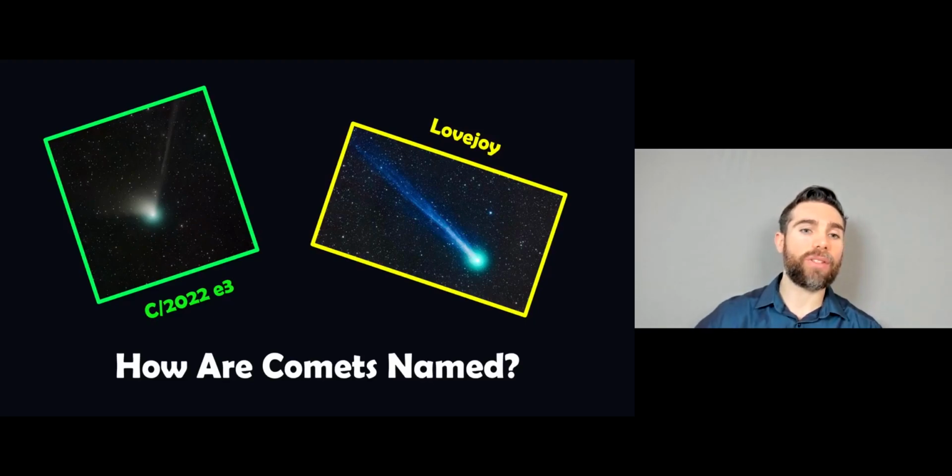If we hear about a new comet being discovered, or even a comet that might be observable in the sky for us to have a look at, we may come across a few different styles in which they can be named. So it may actually be a name, like Lovejoy, or it may be more like a code. So how are comets named?